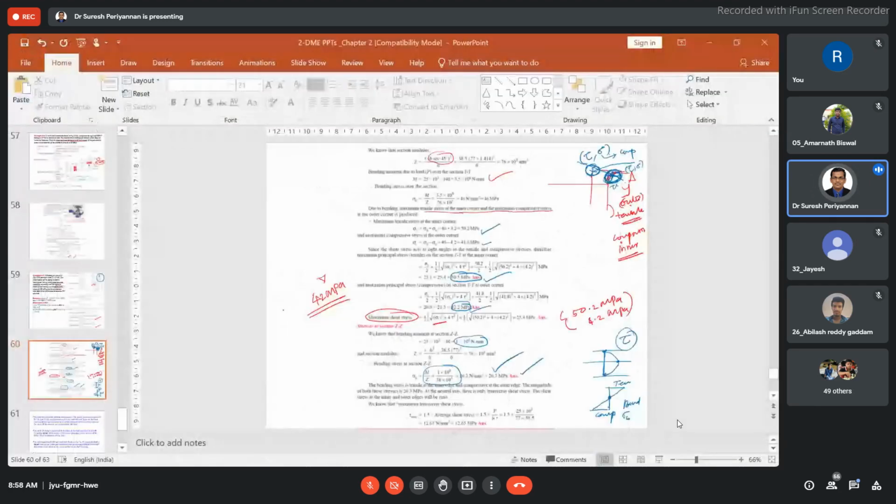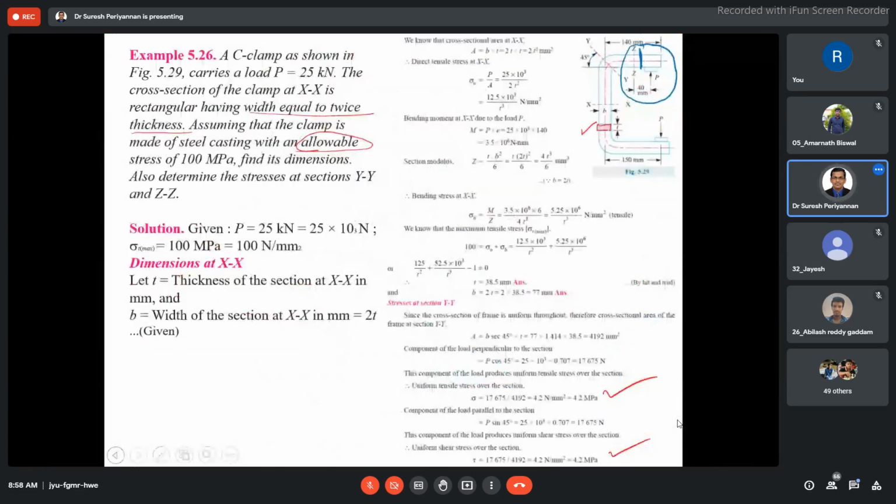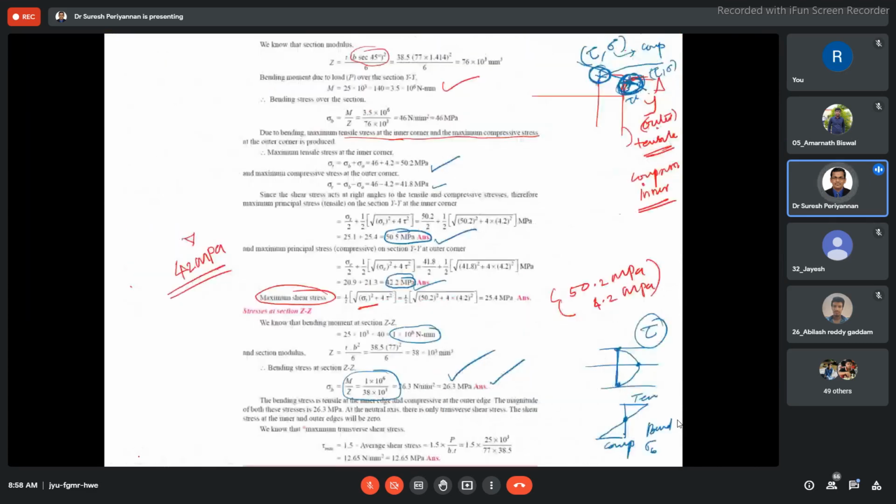I come to the problem now. What is this problem? Our problem is a rectangular cross section, because T is 38.5 mm and B is 77 mm. Hence, I used that concept to find tau max. Finally, tau max is 1.5 times tau average, that is 3 by 2 tau average, as we just saw.